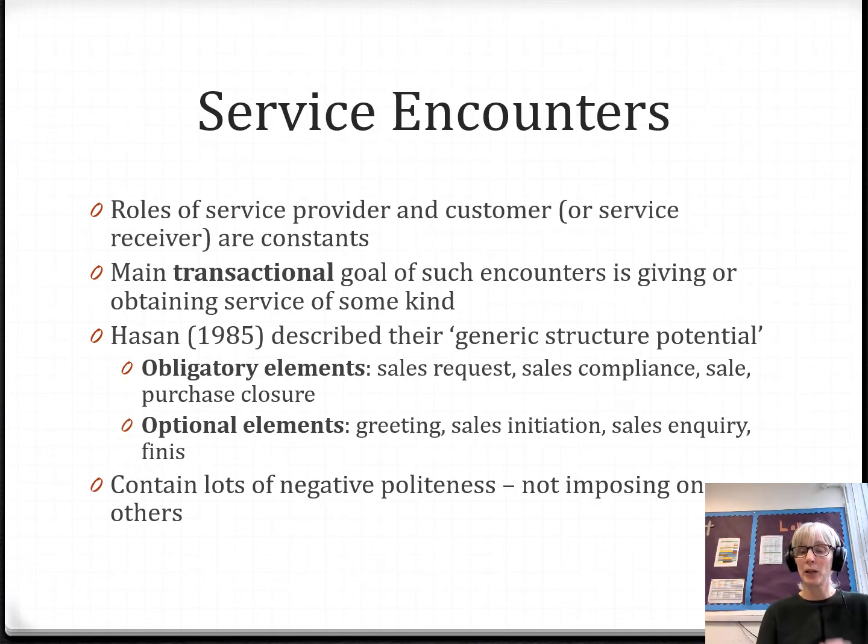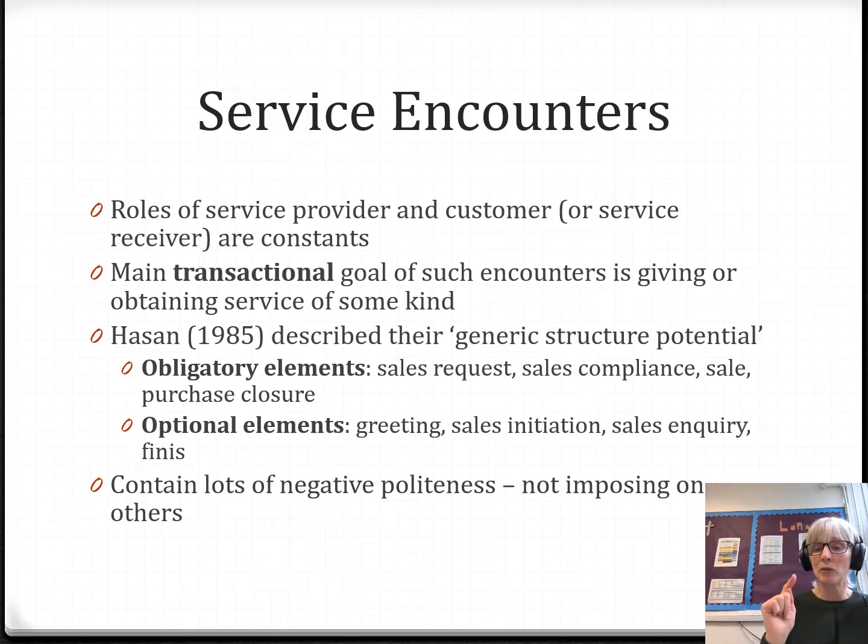So if you're going to have the full service encounter, you would have a greeting, either a sales initiation or a sales inquiry. Sales initiation is when the server offers you, do you want this? Can I help you? Blah, blah, blah. But it could be started by a sales inquiry. You go up to the server and say, hello, I'm looking for blah. Okay? But they still have to happen in that order if they happen.